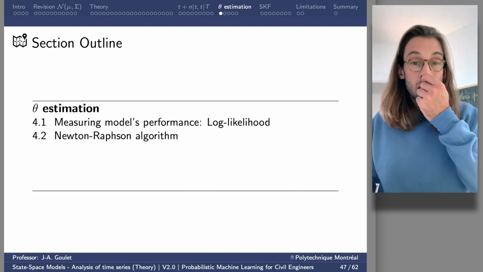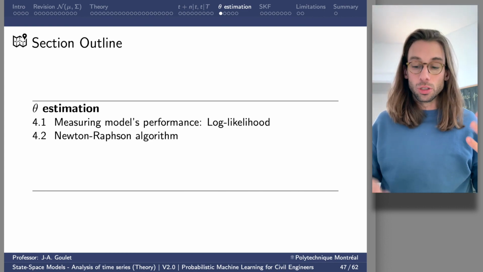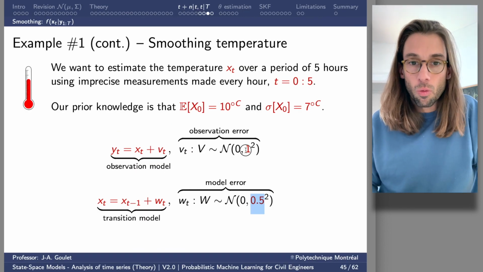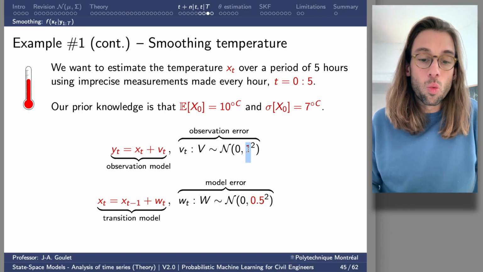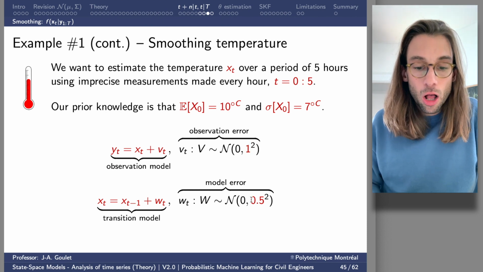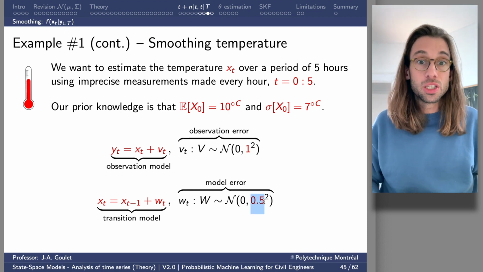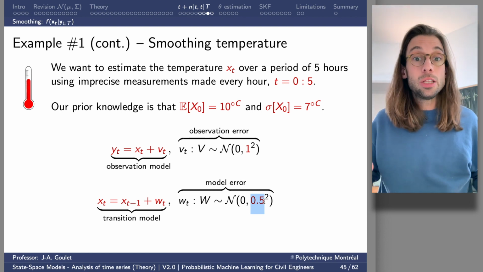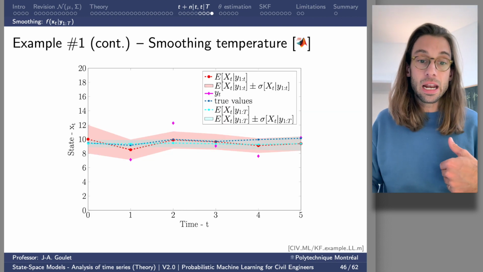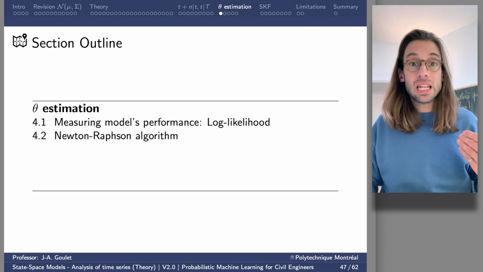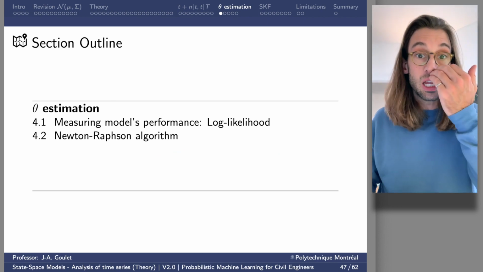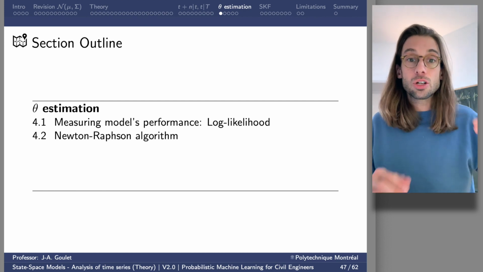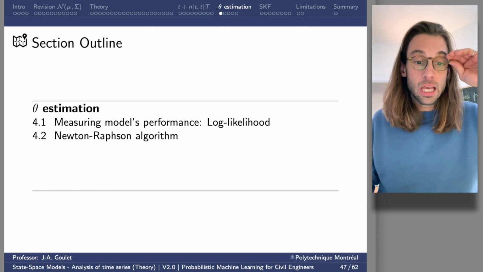Okay, so now there are some issues we've overlooked. Notably, we've always assumed that we know what sigma v is, and we've always assumed the same for sigma w. But in practice, you might not know these parameters. So you need to learn them from data, okay? So here, we still have parameters in those state space models. How can we learn these parameters from the actual data we're seeing over time?